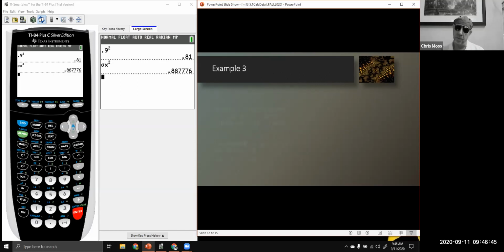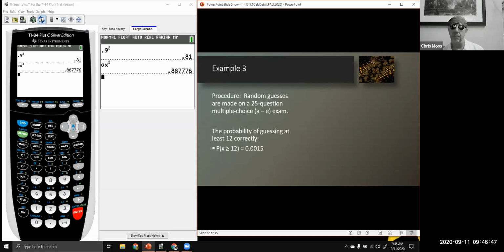Here's example number 3. More random guessing, this time on a 25-question multiple choice exam. We have A through E possibilities for each of those questions. I've already done the calculation for us, so we can take a look at the probability. The probability of guessing at least 12 correctly is 0.0015. So, would guessing correctly at least 12 times be an unusually high number of successes? Explain, if you would, please, in 1 to 2 complete sentences.